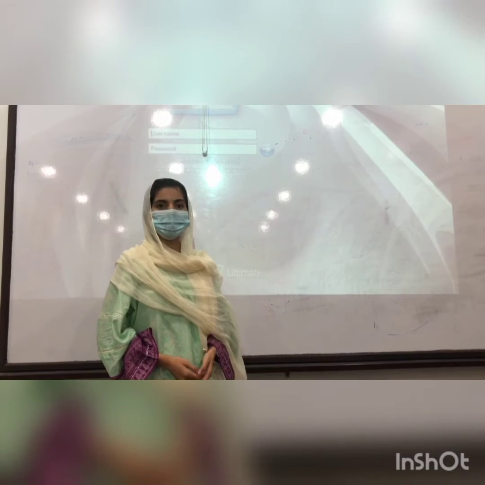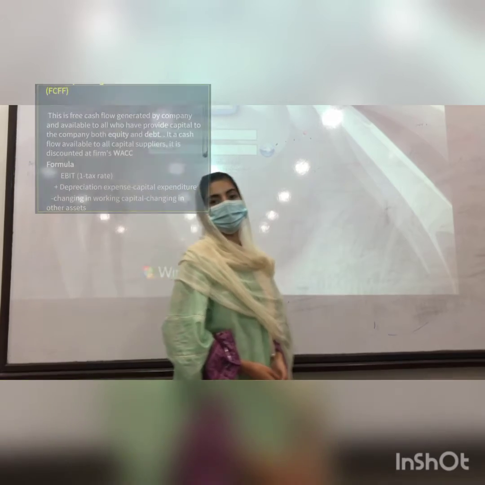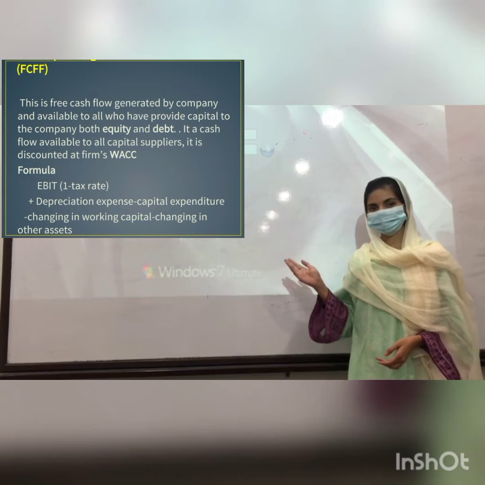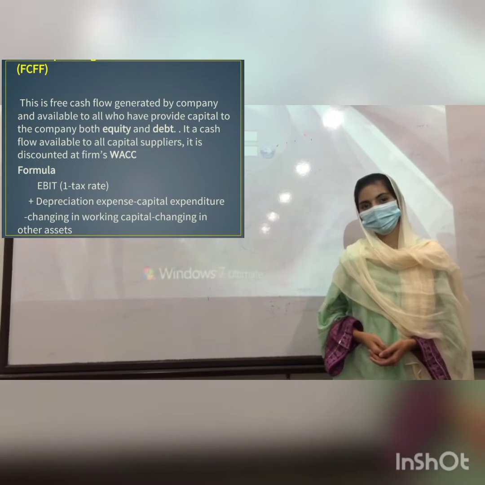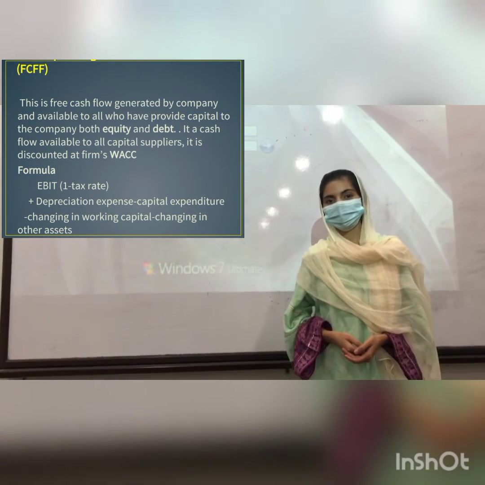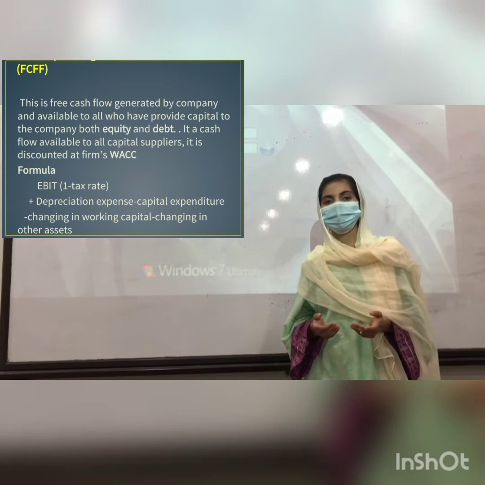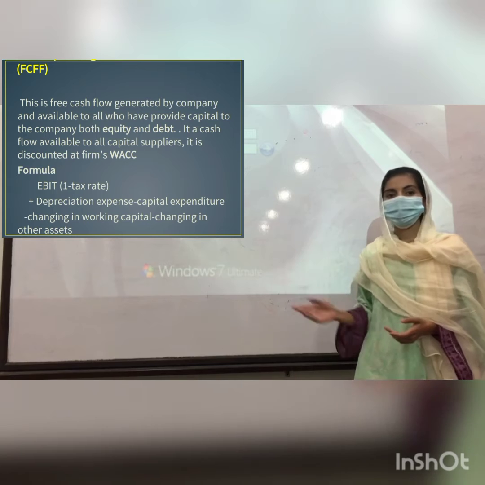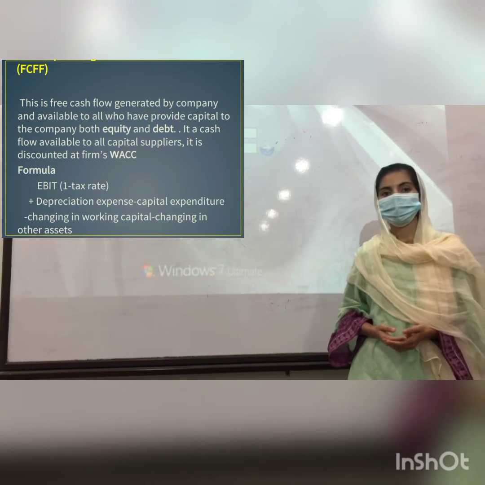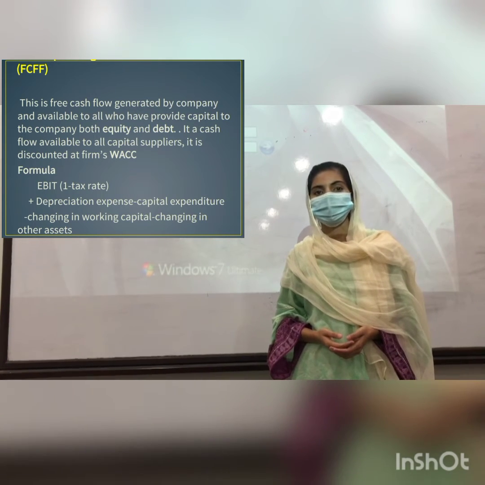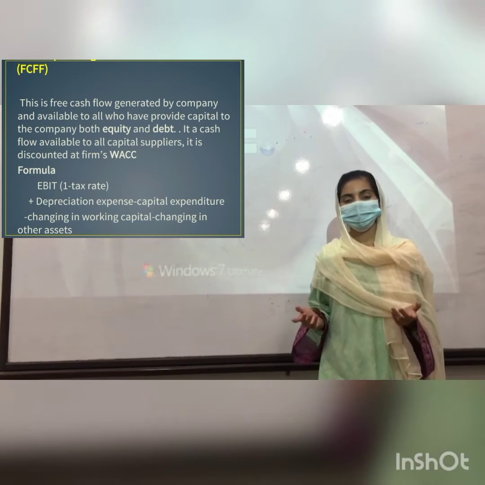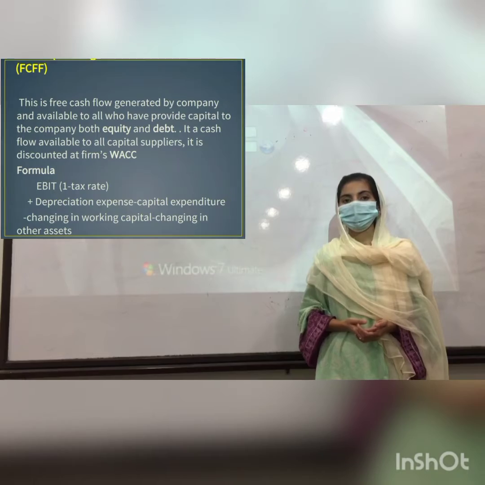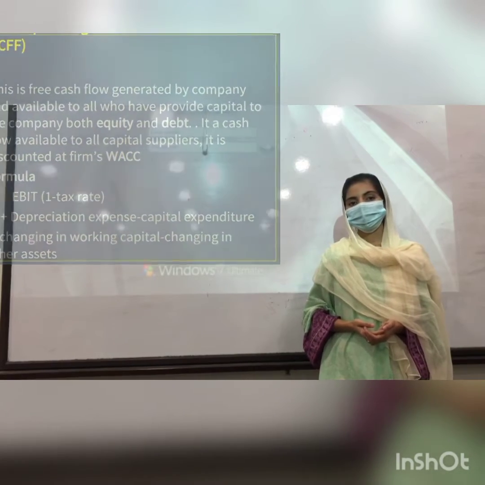Free operating cash flow of the firm. This is free cash flow generated by a company and available to all who have provided capital to the company, both equity and debt. It is a cash flow available to all capital suppliers. It is discounted at the firm's WACC. Formula: EBIT, earnings before interest and tax, times 1 minus tax rate, plus depreciation expense, minus capital expenditure, minus change in working capital, minus change in other assets.